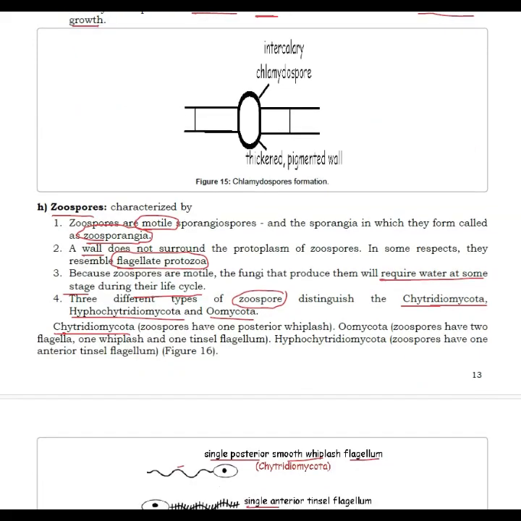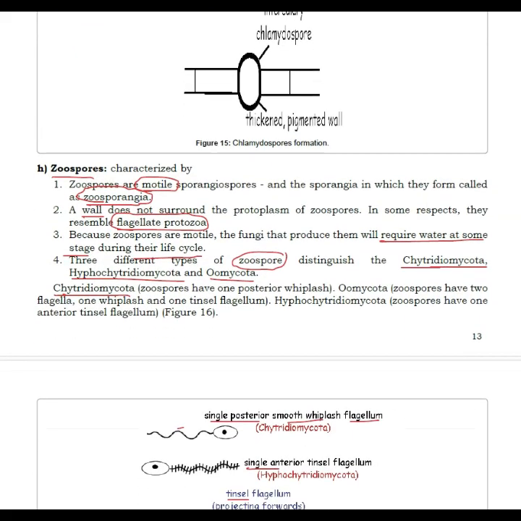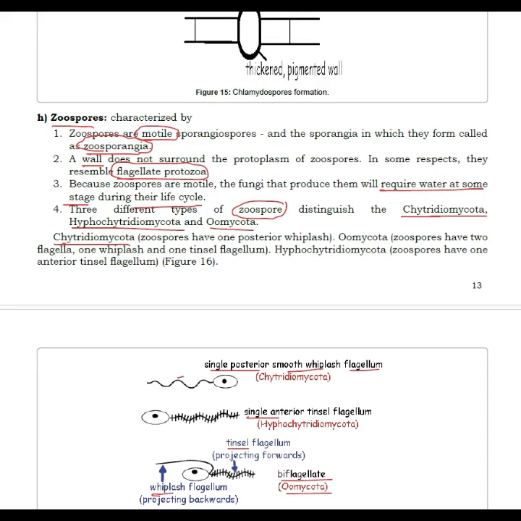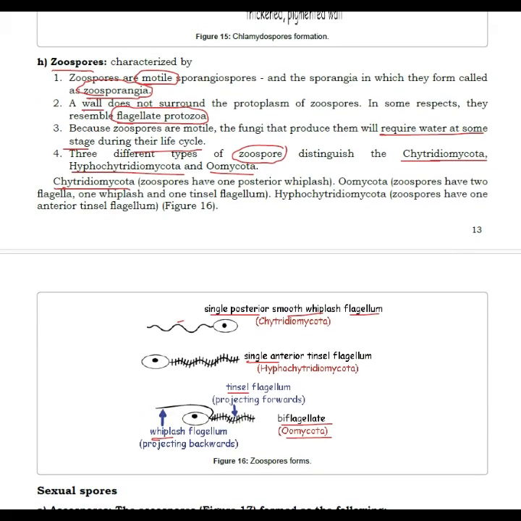Zoospores, which are motile in nature. There are three types, which distinguish three kinds of species. Chytridiomycota, having only a single flagellum from the posterior side, and Hypochytridiomycota, having a single flagellum from the anterior side, but it's a tinsel flagellum. And in the case of Oomycota, they are biflagellate, having one whiplash and one tinsel flagellum.